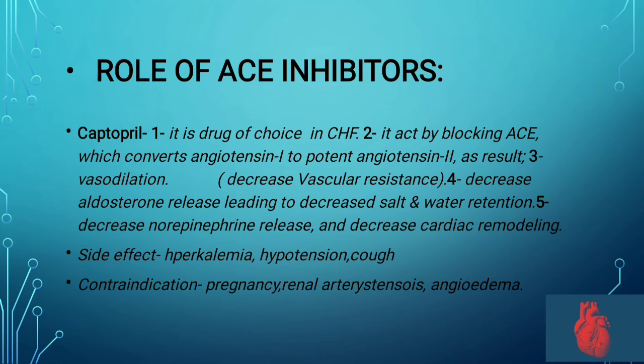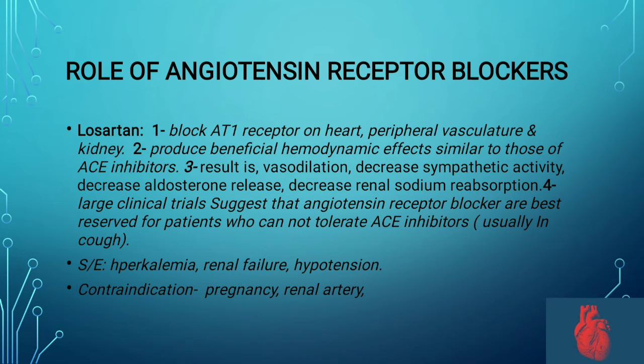Next one is the role of the angiotensin receptor blockers. For example, losartan. It blocks the AT1 receptor on the heart, peripheral vasculature, and in the kidney. It produces hemodynamic effects similar to those of ACE inhibitors. The result is vasodilation, decreased sympathetic activity, decreased aldosterone release, and decreased renal sodium reabsorption.